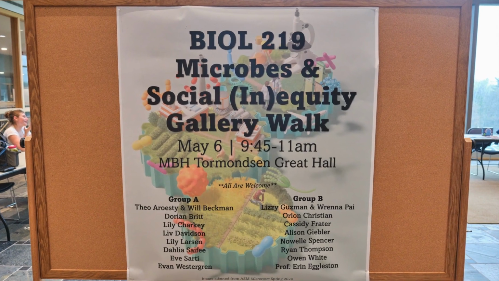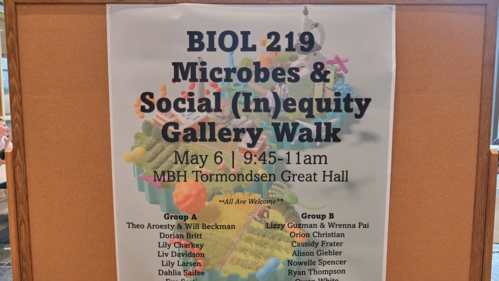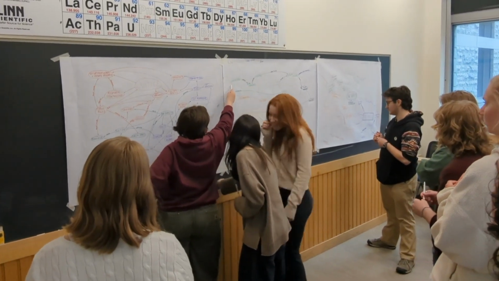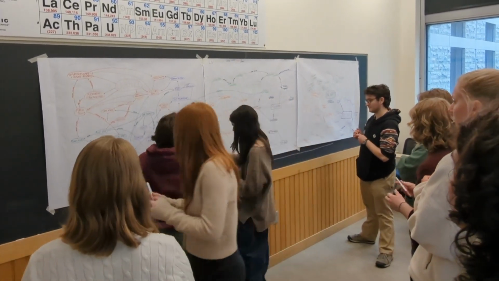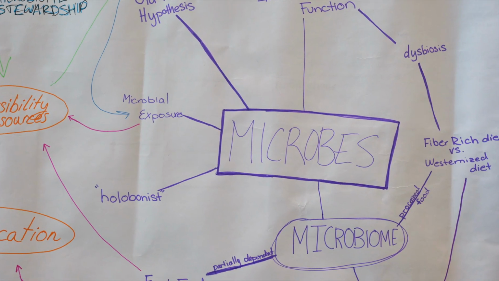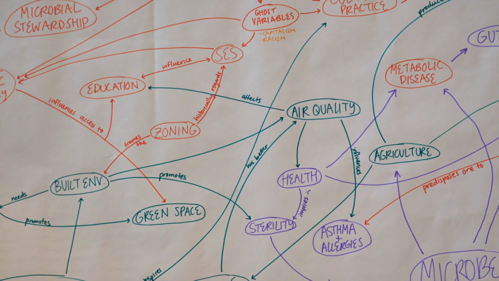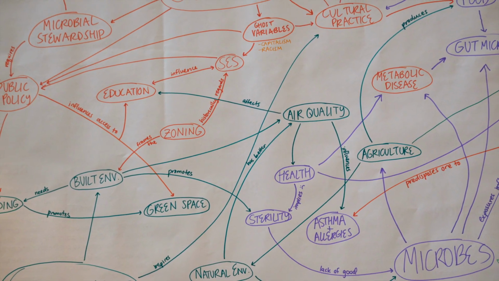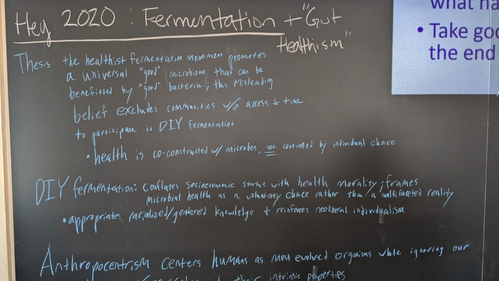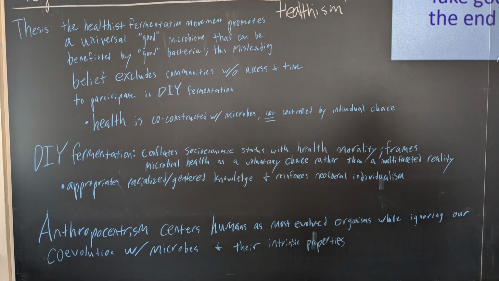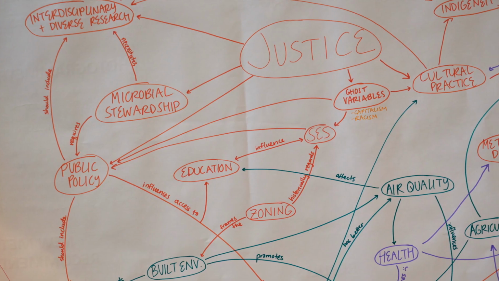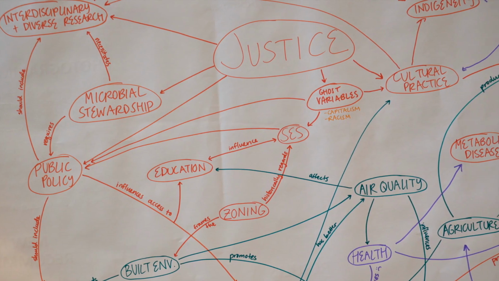I'm Erin Eggleston. I'm an associate professor of biology, and this semester I've been teaching the class Bio 219, Microbes and Social Inequities. The course has covered a wide range of topics. We started with discussing what are microbes, how do they relate to societal ideas, and how do microbes interact with people, exposure to microbes, both beneficial and negative, and linking a lot of the social elements and social inequities to how folks interact with microbes in the world around them.